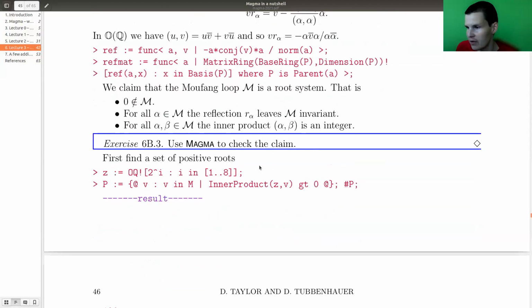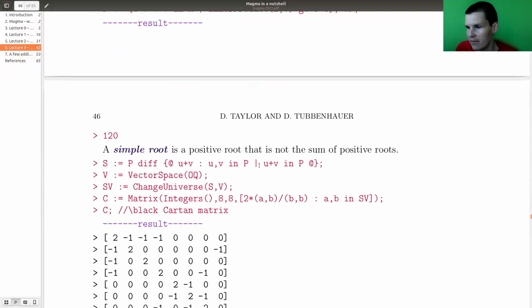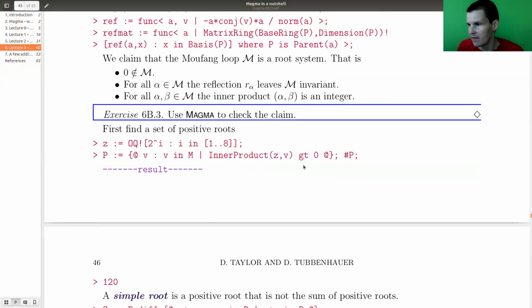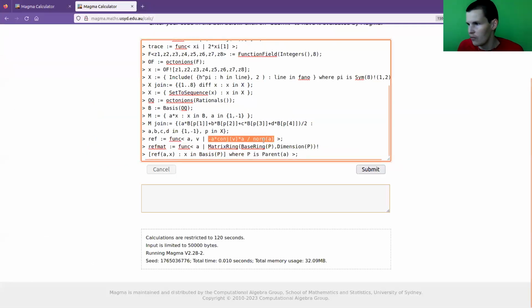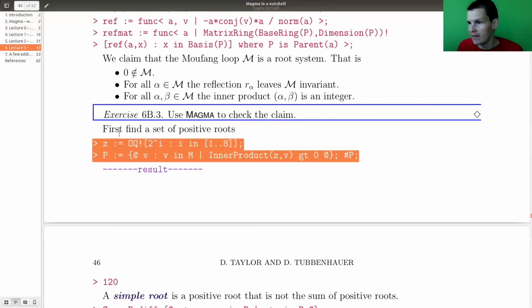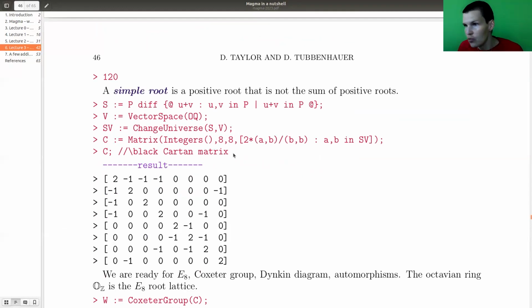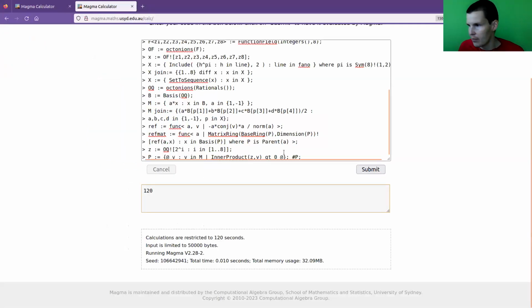And it turns out that the Mu-Fang loop is a root system with, well, simple roots and all that fun stuff. So let's just set it up. So I just put it here. The Mu-Fang loop gives you a root system. Let's put everything here, of order 120, and these are the positive roots of the root system, and there are simple roots of the root system. In any case, you can just set it up as a root system.